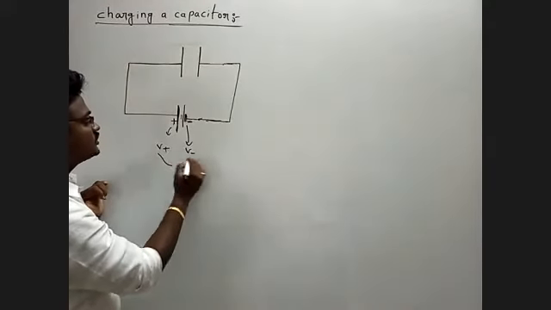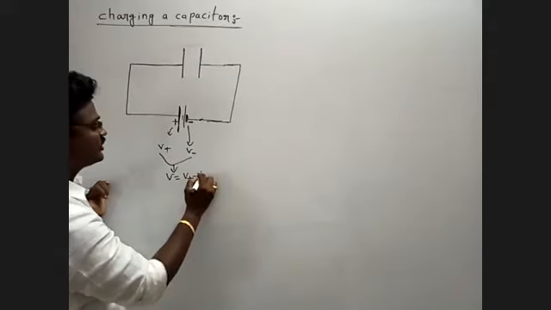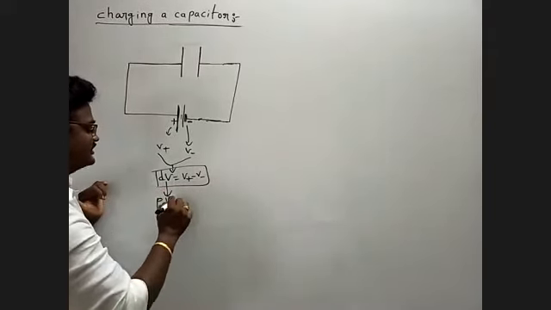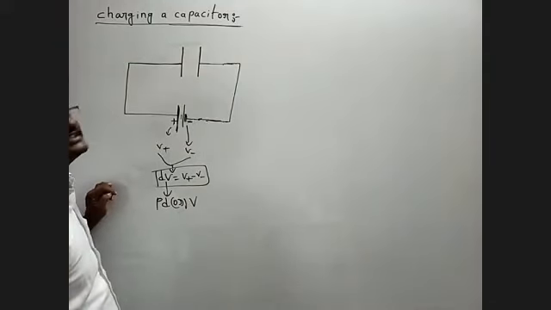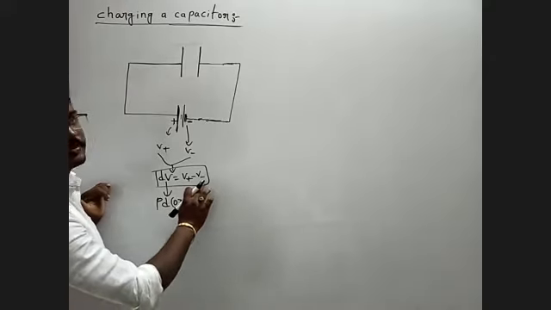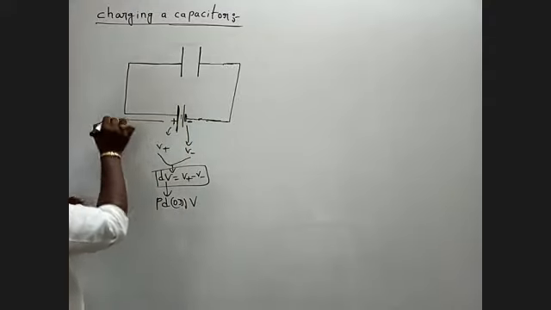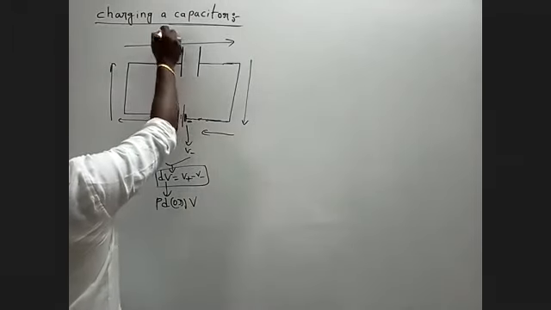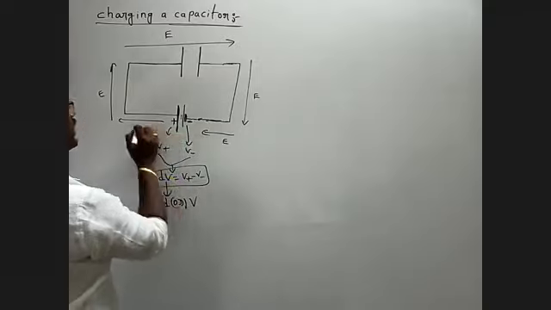Here, a potential difference is set up. Potential difference, or voltage, means higher potential minus lower potential. An electric field is set up throughout the wire.